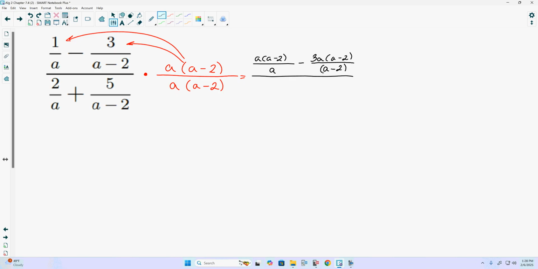We'll do the same thing with the denominator. And our first rational expression is going to end up being 2a times a minus 2 over a plus, and we do this with 5, we get 5a times a minus 2 over a minus 2.